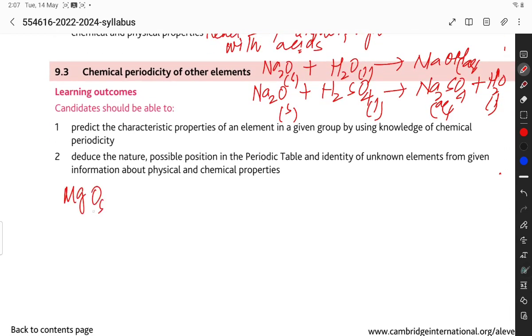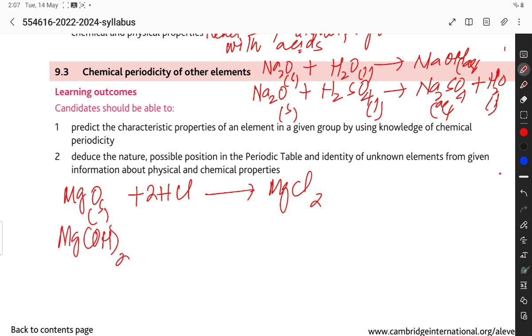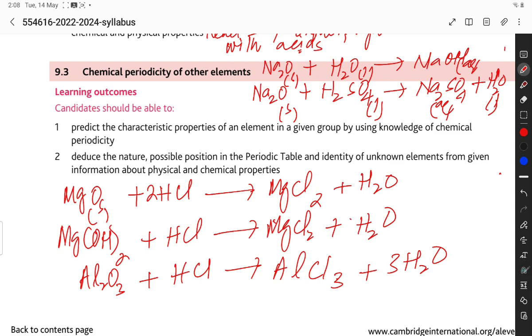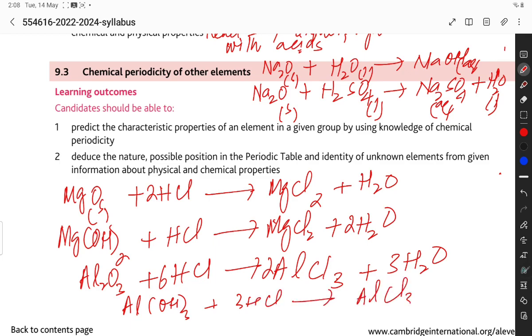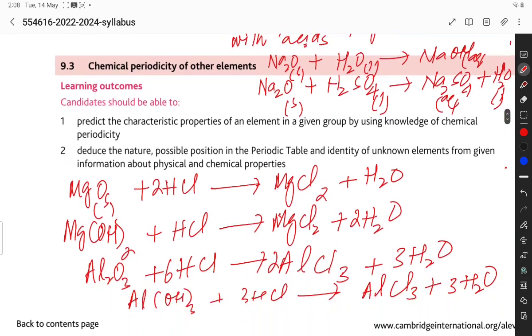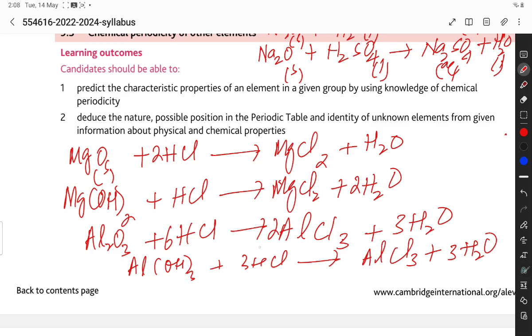Magnesium oxide, solid, plus HCl forms MgCl2 plus water. Mg(OH)2 plus HCl forms MgCl2 plus water. Aluminium oxide, Al2O3, reacts with HCl to form AlCl3 plus water. Al(OH)3 plus 3HCl forms AlCl3 plus water. So these are the reactions of oxides with acids, because aluminum oxide is amphoteric and reacts with both alkali and acid as well.